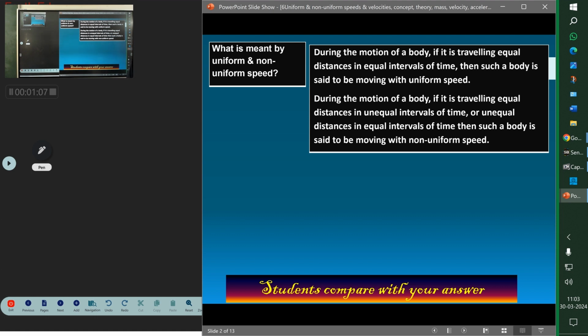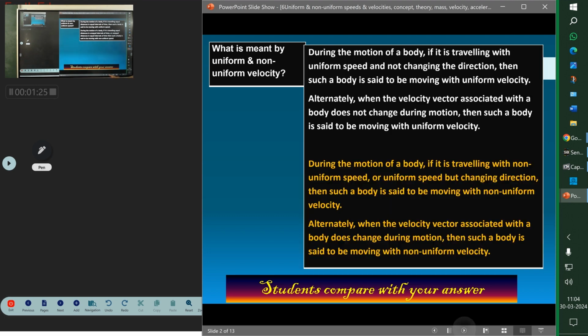During motion of the body, if it is traveling equal distances in unequal intervals of time or unequal distances in equal intervals of time, then such a body is said to be moving with non-uniform speed. So those concepts have come here: equal distance in unequal intervals of time and all. Okay, then you are done with this.